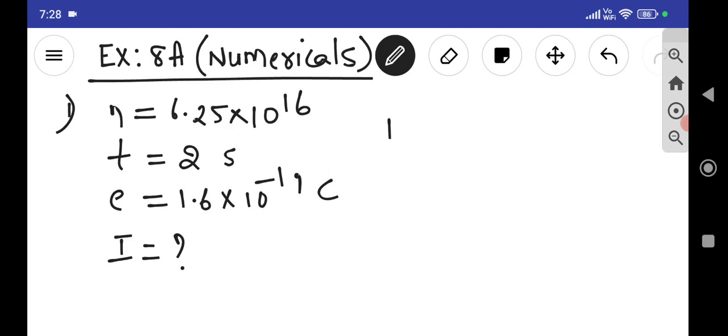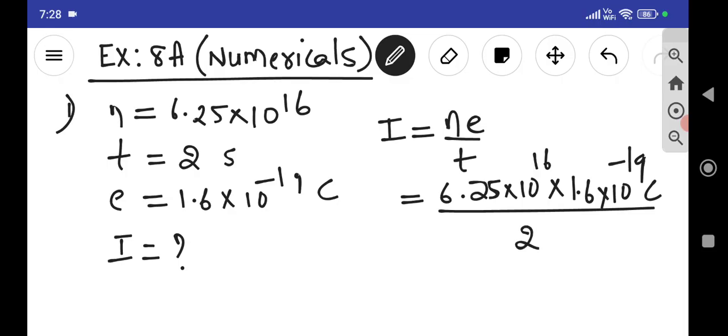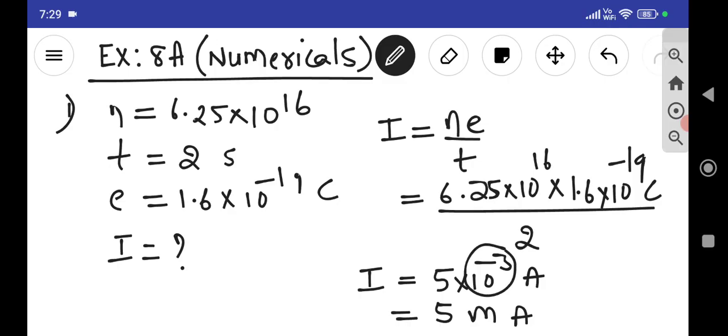So you know the formula, I is equal to number of electrons into charge divided by time. So substituting, we get 6.25 into 10 to the power of 16 into charge of each electron 1.6 into 10 to the power of minus 19 coulomb, and time is 2. Hope you have understood this. Upon calculating, we get I is equal to 5 into 10 to the power of minus 3 ampere, nothing but 5 milliampere. So milli is 10 to the power of minus 3. So this is about question number 1.